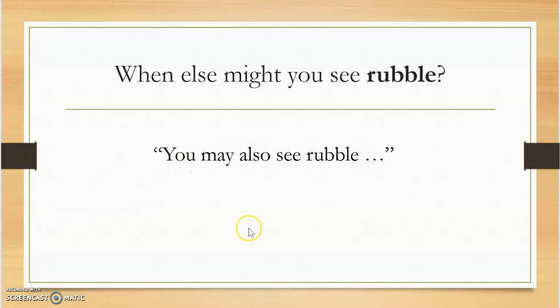You may also see rubble. I guess when I hear the word rubble and I know that this is referring to buildings that are destroyed or demolished, I might infer that at a construction site, you might likely see some rubble because maybe they are either building or tearing down a building, and buildings being demolished, you might see the rubble there on the ground.